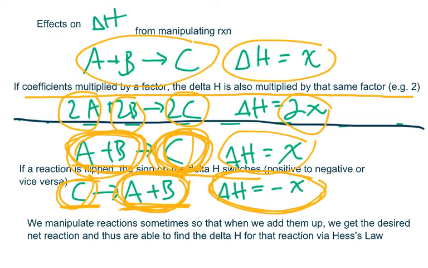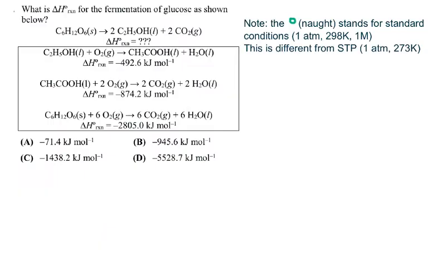So why do we manipulate reactions? Well, we do that in order to get the desired net reaction whenever we add the reactions up. And by doing that, we are able to find the delta H for a net reaction via Hess's law. So now that we're done talking, let's actually do a practice question.